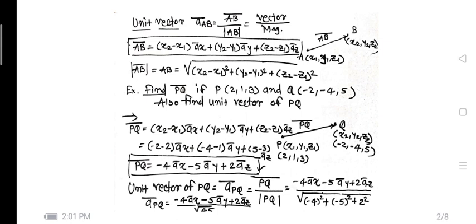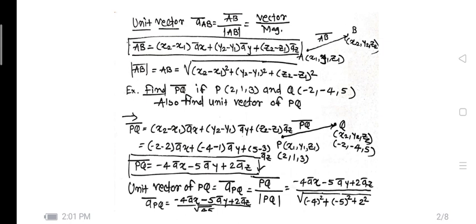So in that case, vector AB bar is equal to x2 minus x1 a bar x plus y2 minus y1 a bar y plus z2 minus z1 a bar z. And the magnitude mod of AB bar, or simply AB, is given by under root x2 minus x1 bracket square plus y2 minus y1 bracket square plus z2 minus z1 bracket square.